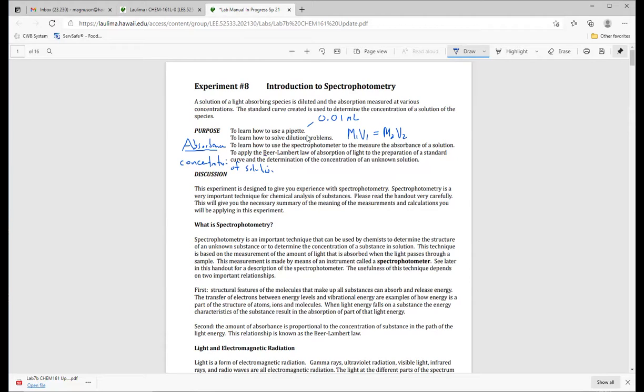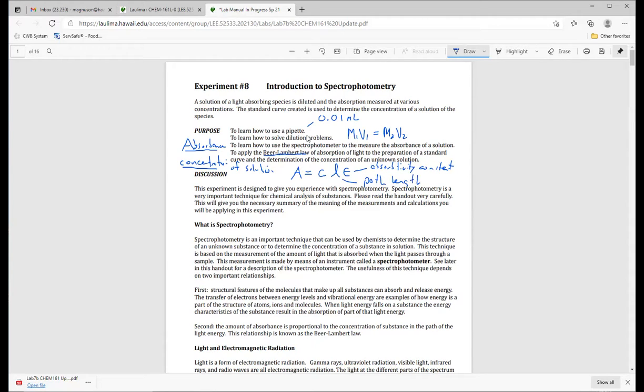And so they're talking about this law that relates the absorbance to the concentration. And I think it's something like absorbance equals the concentration times the path length times some constant. And so this is the absorptivity constant, epsilon. Constant. And this is the path length.